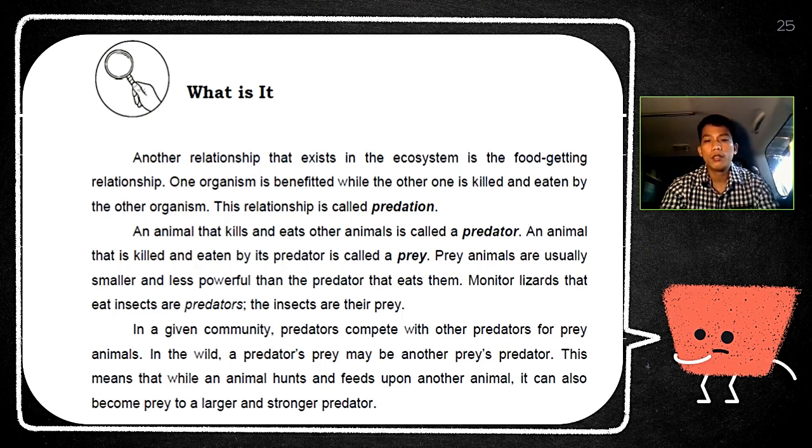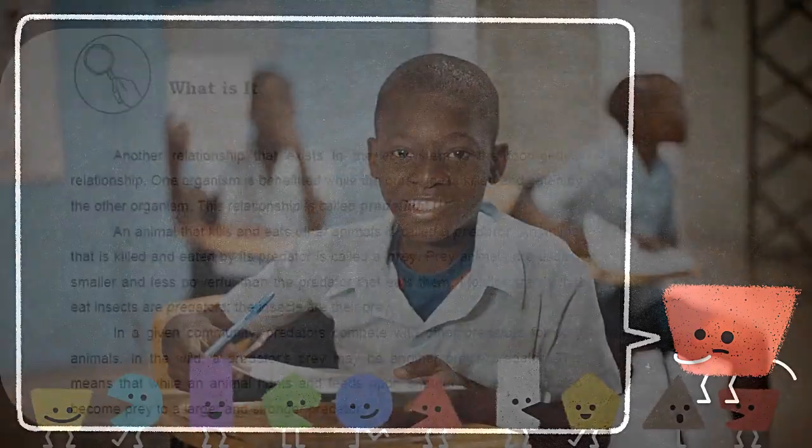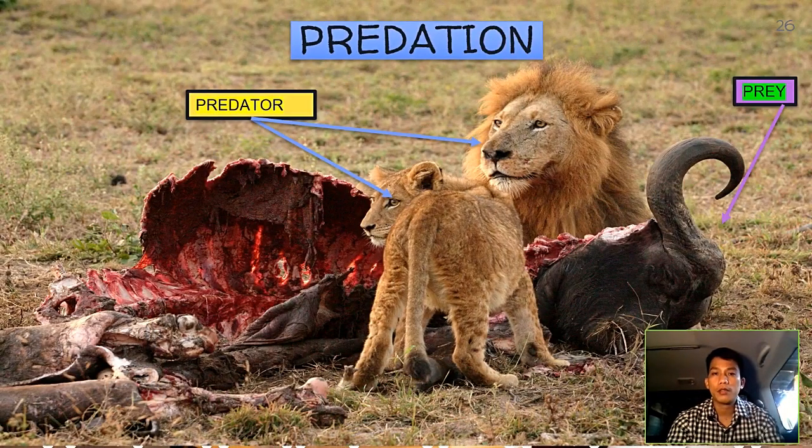In a given community, predators compete with other predators for prey animals. In the wild, a predator's prey may be another prey's predator. This means that while an animal hunts and feeds upon another animal, it can also become the prey to a larger and stronger predator. So we have here an example. In the shown picture, a lion eats a buffalo. The predator is the lion, while the prey is the buffalo.